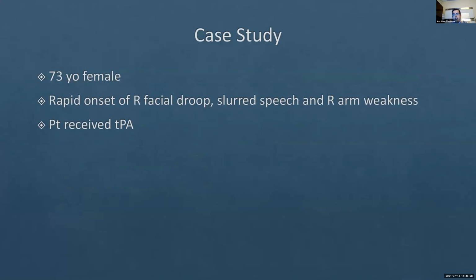So I'm going to discuss this as a case study. We're going to go through a case. We have a patient, a 73-year-old female. She had a rapid onset of a right facial droop. So the right side of her face became weak.